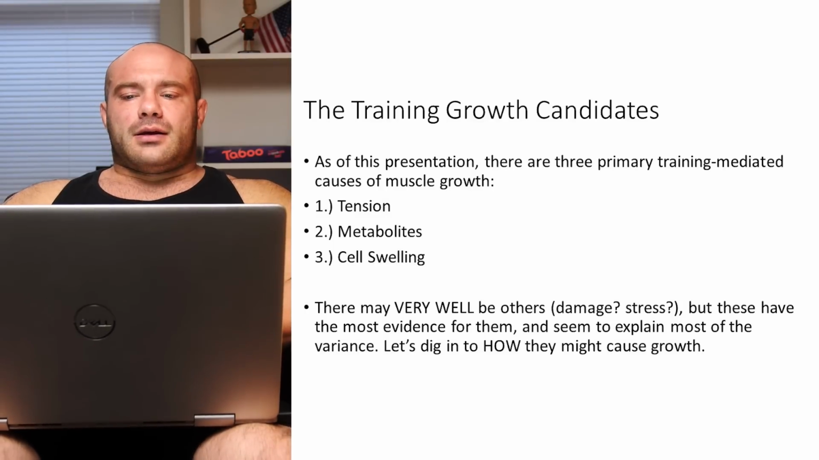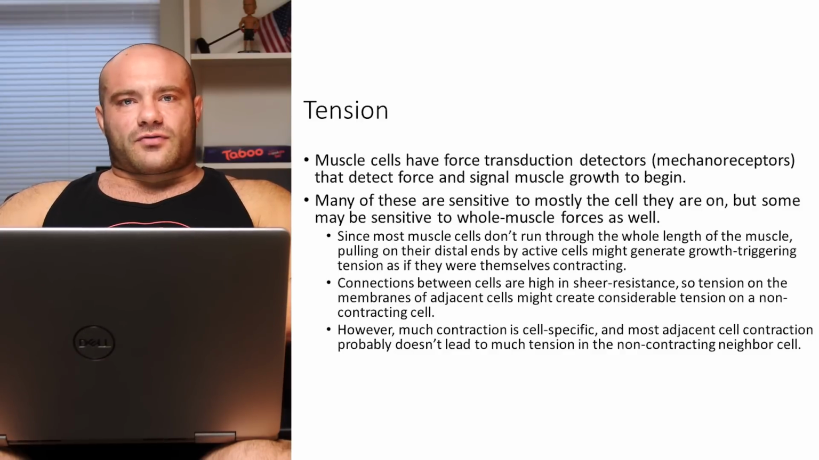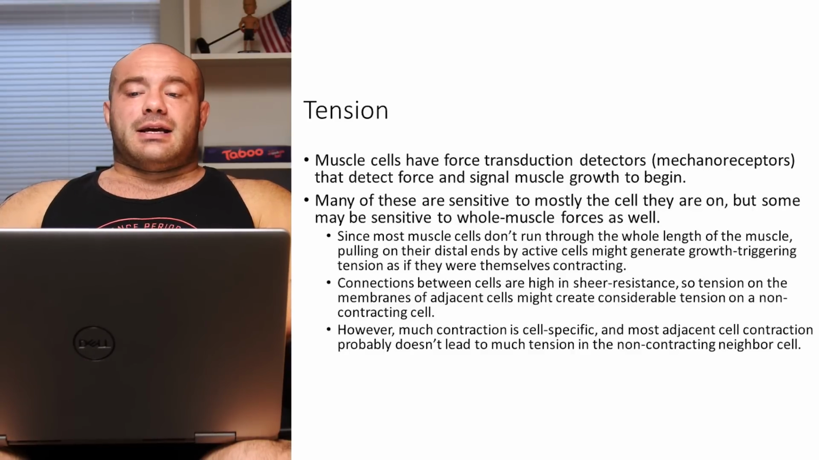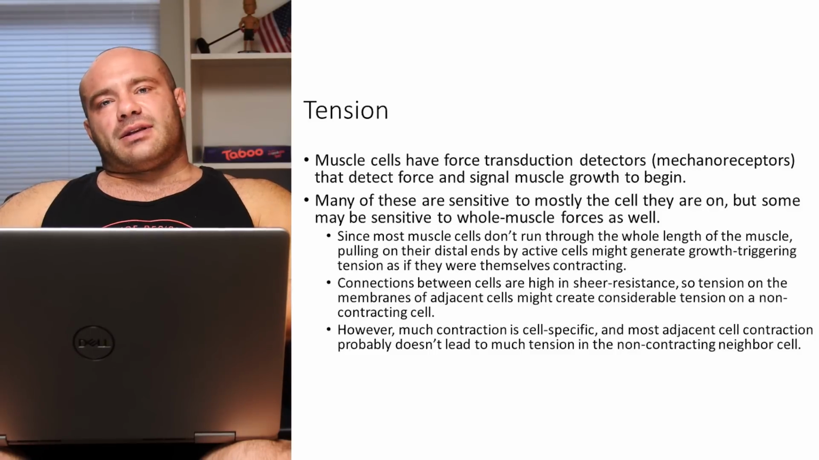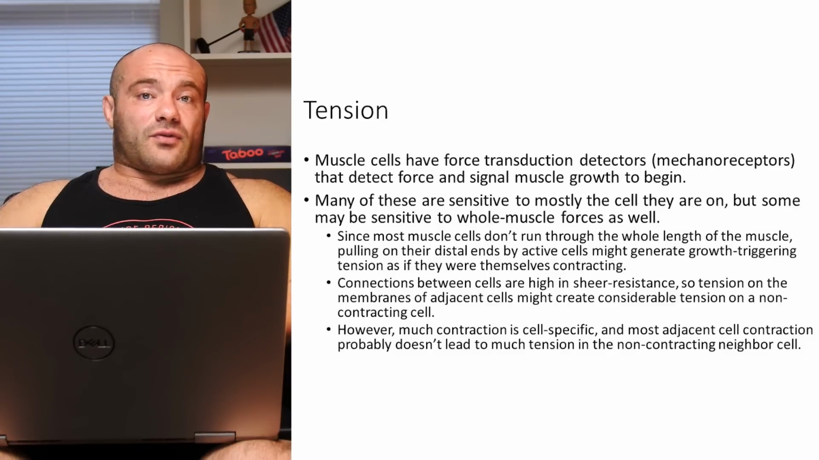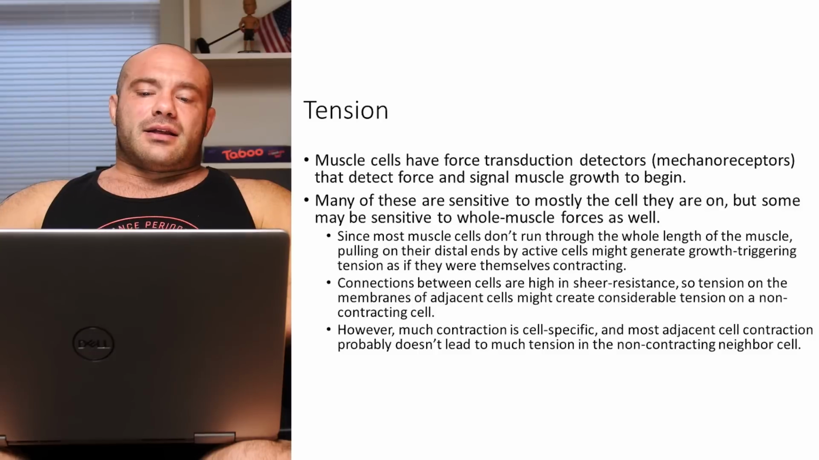So tension. What do we know about tension? Well, a really, really cool insight into tension and why it's one of the top contenders for hypertrophy causation is that it's been shown that individual muscle cells have force transduction detectors, called mechanoreceptors, in various parts of the cell. A lot of them are located seemingly in the membrane at the outside edges of the cell, and they detect force transduced along the membrane. So if you pull on a cell, or the cell contracts and generates force along the membrane or along its various parts, then that force is detected.